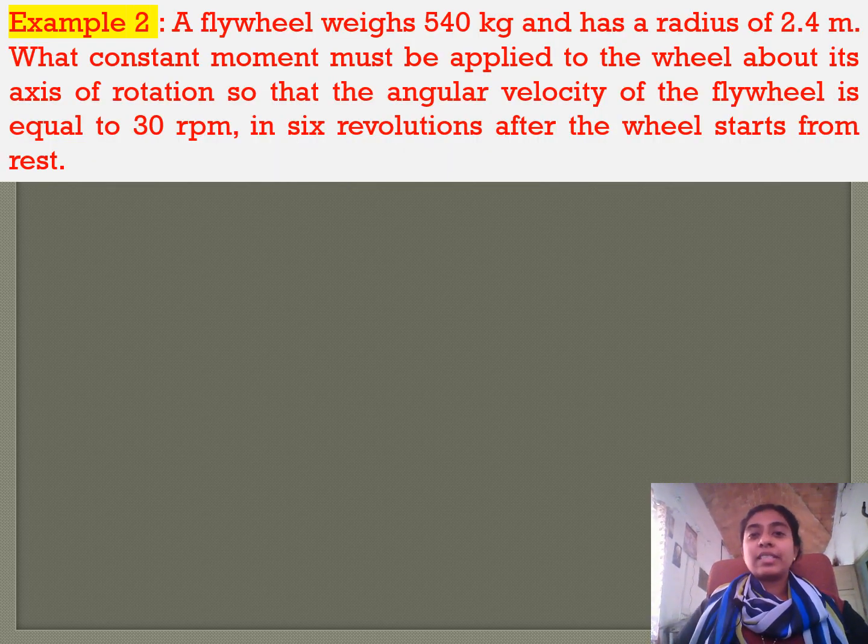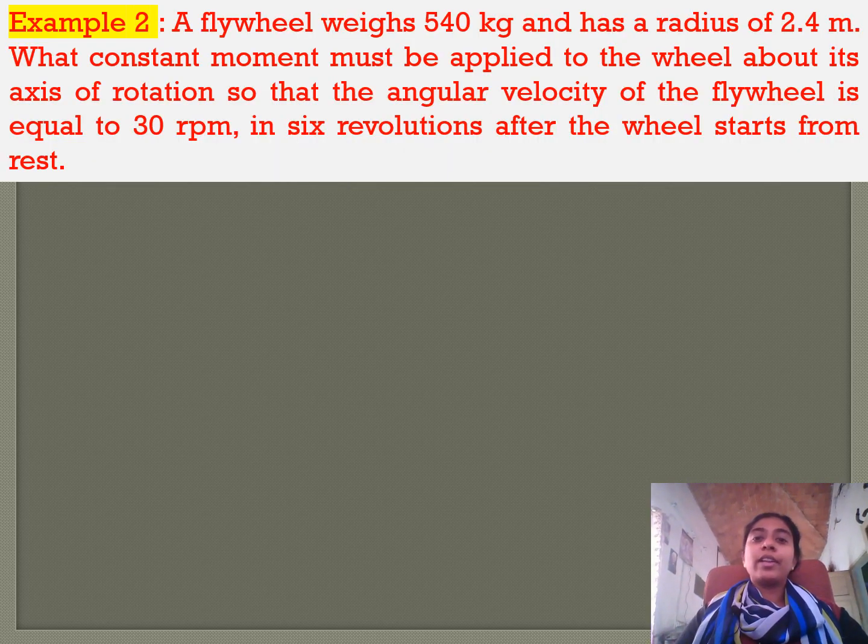A flywheel weighs 540 kilogram and has a radius of 2.4 meter. What constant moment must be applied to the wheel about its axis of rotation so that the angular velocity of the flywheel is equal to 30 revolutions per minute in 6 revolutions after the wheel starts from rest?